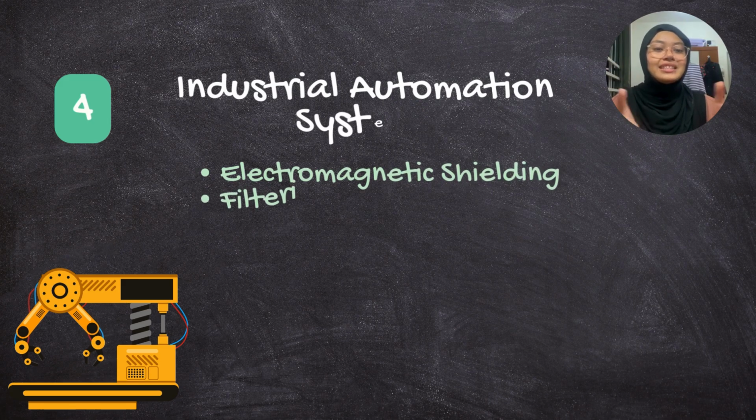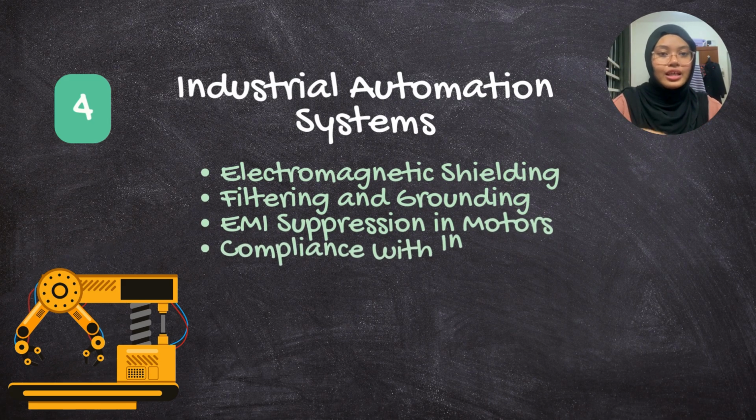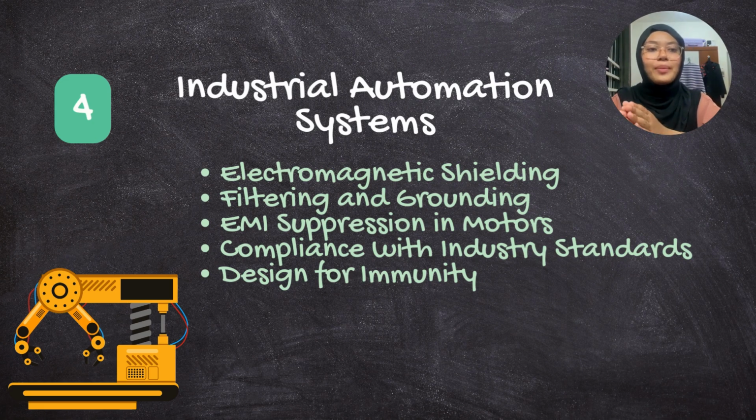Last but not least is industrial automation system. Shielding, filtering, and grounding are crucial to protect sensitive components from EMI. Shielding prevents interference, filtering reduces conducted EMI through power lines, while grounding safely diverts unwanted current. EMI suppression in motors ensures smooth operation by using filters and shielded cables.